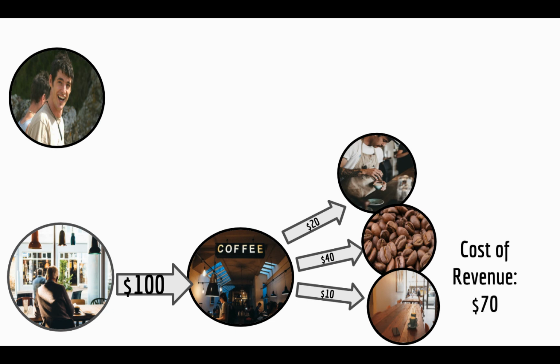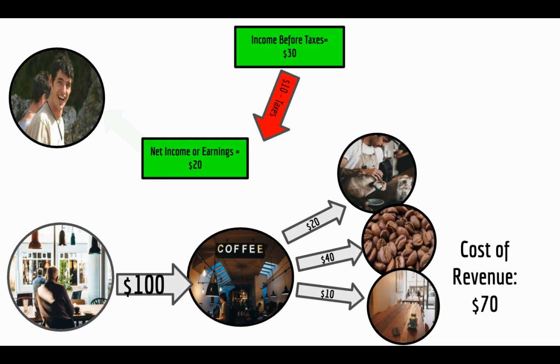So if Joe's Coffee Shop generates $100 in revenue in an hour, it costs them $70 to generate that revenue. Again, that is our $20 plus our $40 plus our $10. Now, what that does is that leaves Joe and Joe's business with $30 of income before taxes. Now, we'll say that there's going to be $10 in taxes. So that leaves Joe, the business owner, with a net income or earnings of $20.